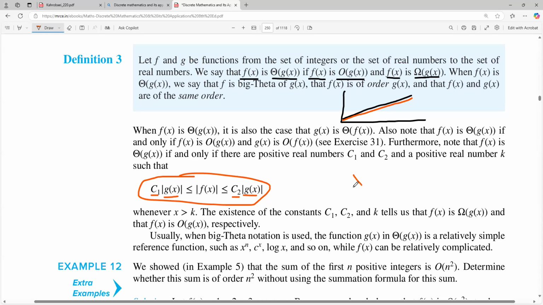So you could say x squared plus 1 is big theta of x squared. Because if I choose c to be 1, 1 times x squared is always going to be less than or equal to x squared plus 1, because of the plus 1. And if I choose c to be 2, then x squared plus 1 is always less than or equal to 2x squared, from, let's say, x is 2, from k equal to 2.